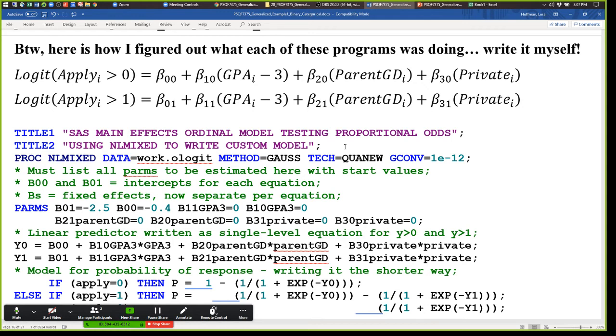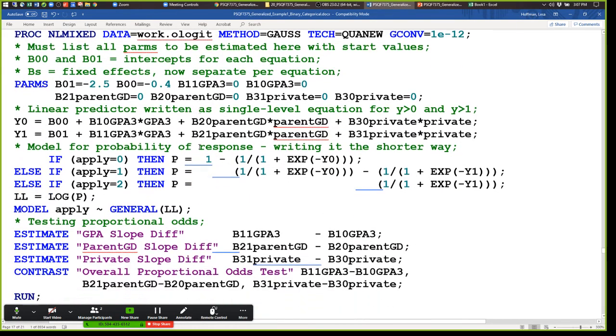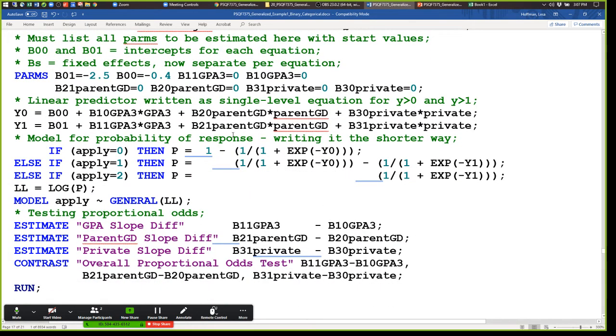So NL mixed is a routine that allows you to specify your own likelihood and your own model. It has built-in distributions, but if those distributions don't match, then you can write it out yourself. Stata has something like this. I can't remember what it's called, but there is something analogous to this. I've just never learned to use it.